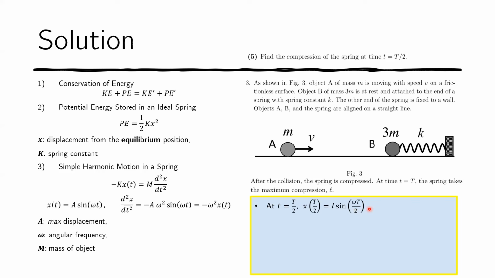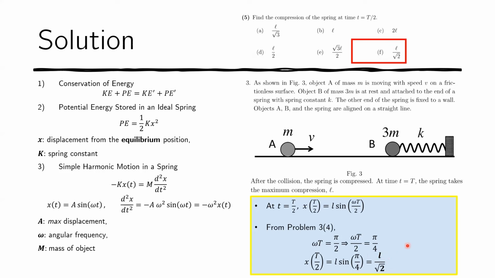Now, the nice thing is we also know what omega T is, right? That is from question 4. From question 4, we know that omega T is pi over 2. And therefore, omega T over 2 is pi over 4. So we can replace this whole thing here with pi over 4. So it becomes like this. We know that sine pi over 4 is actually 1 over square root of 2. And so that becomes L times 1 over square root of 2. And that is this letter F in the choices.